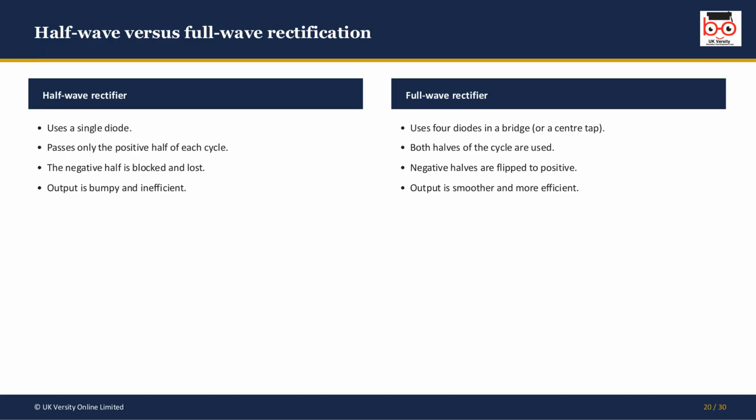Let's compare the two. A half-wave rectifier uses a single diode and passes only the positive half of each cycle, throwing the negative half away, so the output is bumpy and rather inefficient.